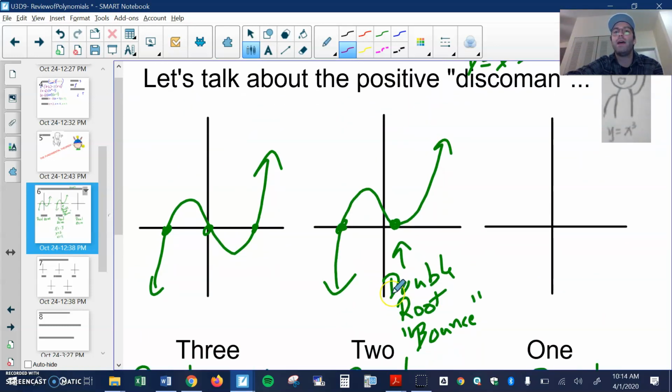Lastly, I could have one real zero where my function only crosses once. That's a terrible disco man. And that's the other option.